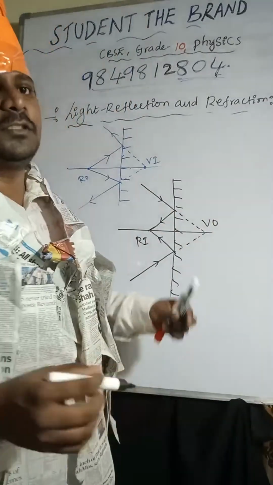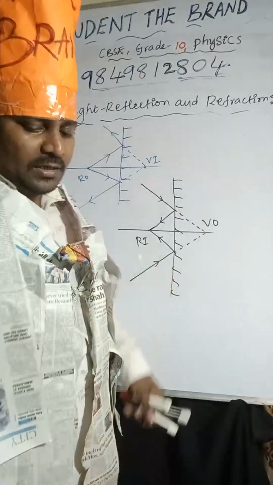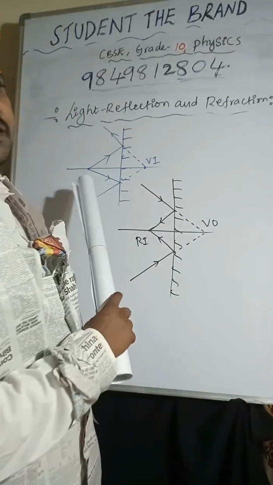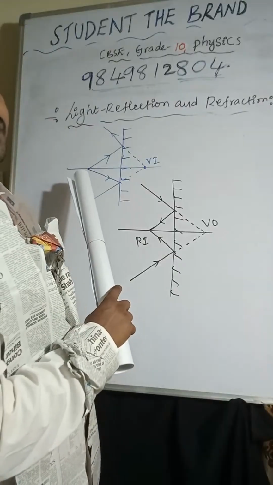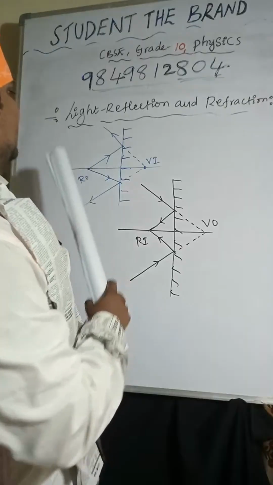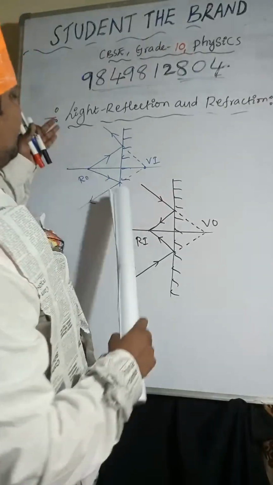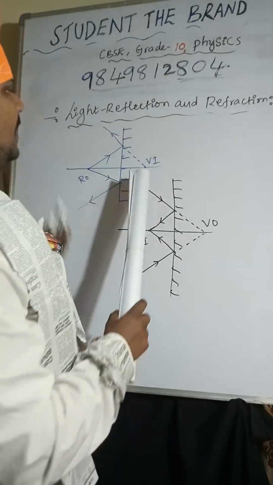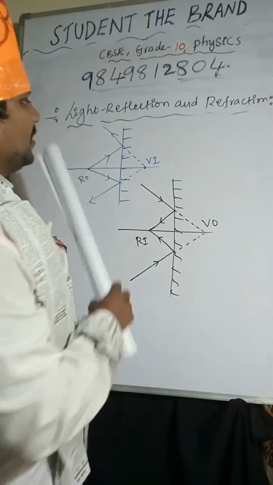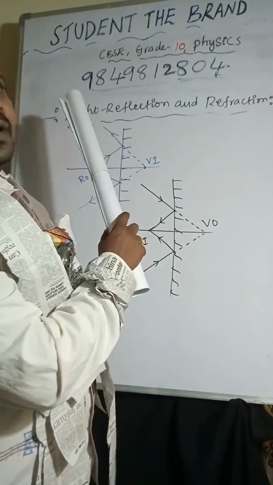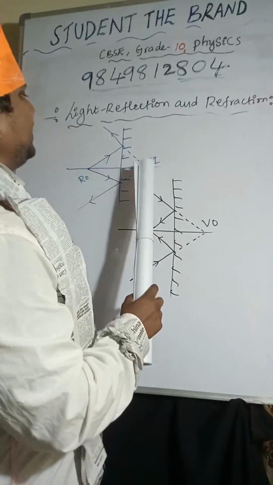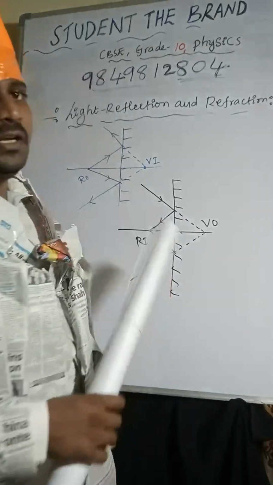Real image and virtual object. Here you can observe that light rays are coming from this point. These are the incident light rays. After reflection, they are moving away. Here we are extending the reflected light rays. The extended reflected light rays are meeting at one point. There the virtual image is forming.